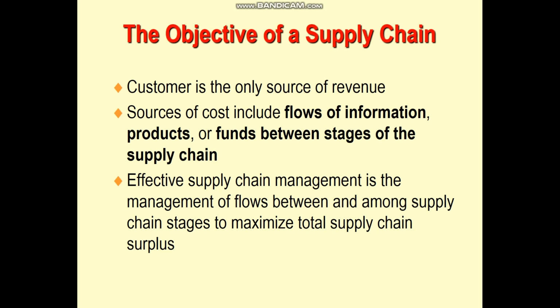And where does the revenue come from? That is from the customer, right? The customers are the only people who pay for the products. And the cost, the source of cost, is the flow of information, products, or funds between the stages of the supply chain.